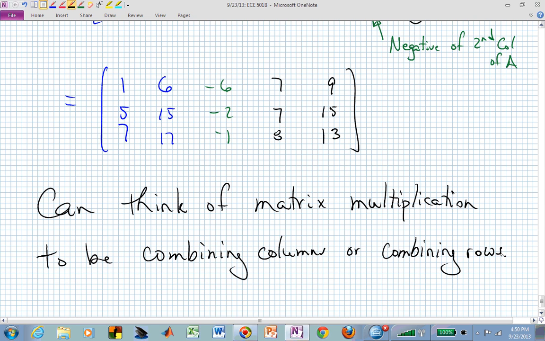And I guess if you ever get bored, you can sit down and say, well, let me do this matrix product two different ways. First by combining columns, and then I'm going to combine rows. You better get the same answer. Okay? Maybe you'll never be quite that bored to do that.